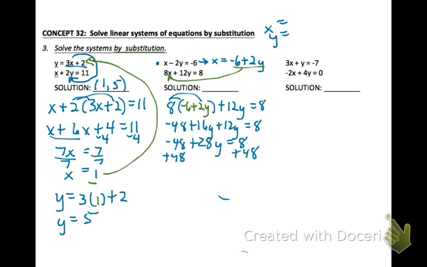So add your 48 to both sides. 28y equals 56. Divide both sides by 28, and y equals 2.